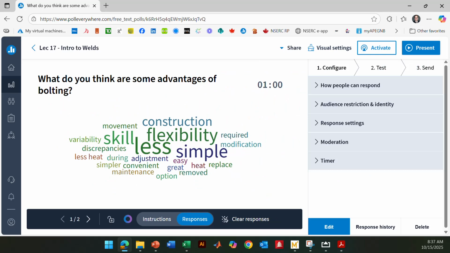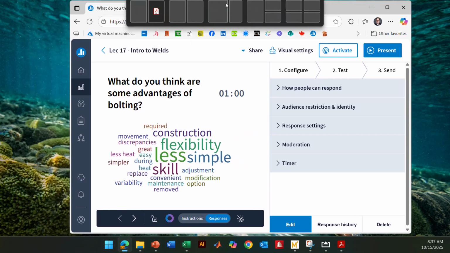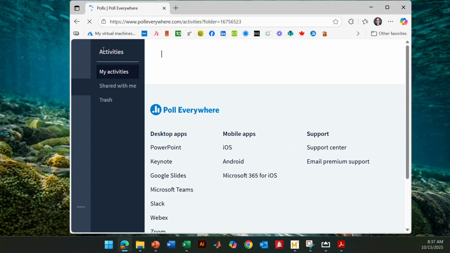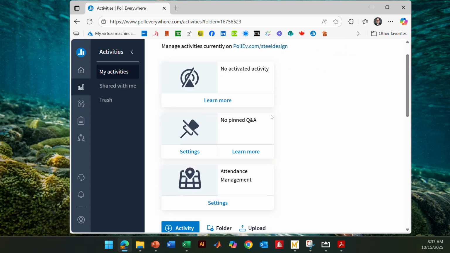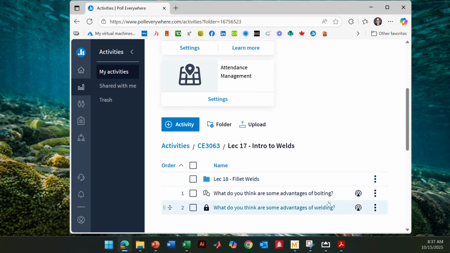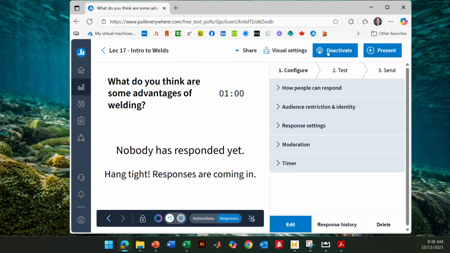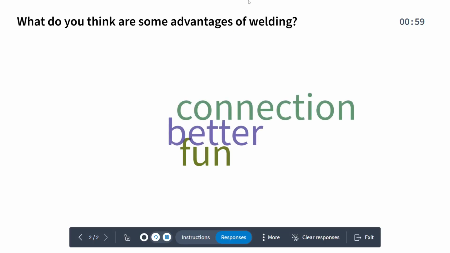The next one I'm going to do, if I can actually see what it is that I'm doing here. So lots of great words there. Instead of welds. Weld a connection, trying to bolt it. Where are the words? There we go. Fun. Anyone?